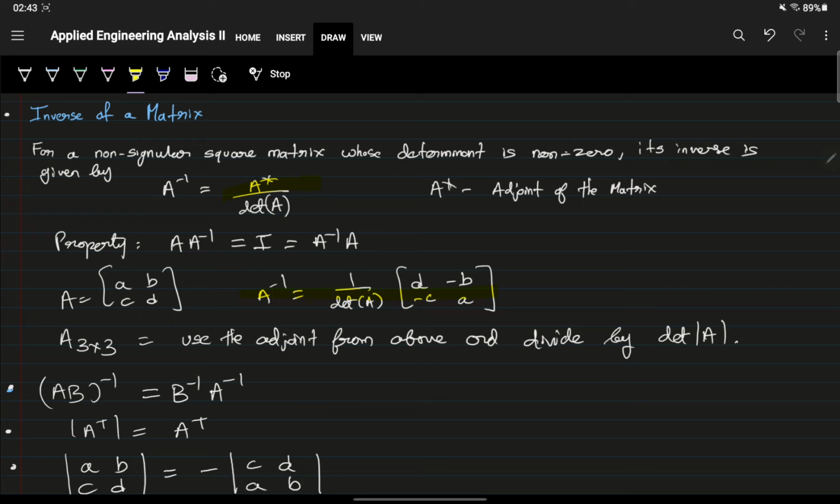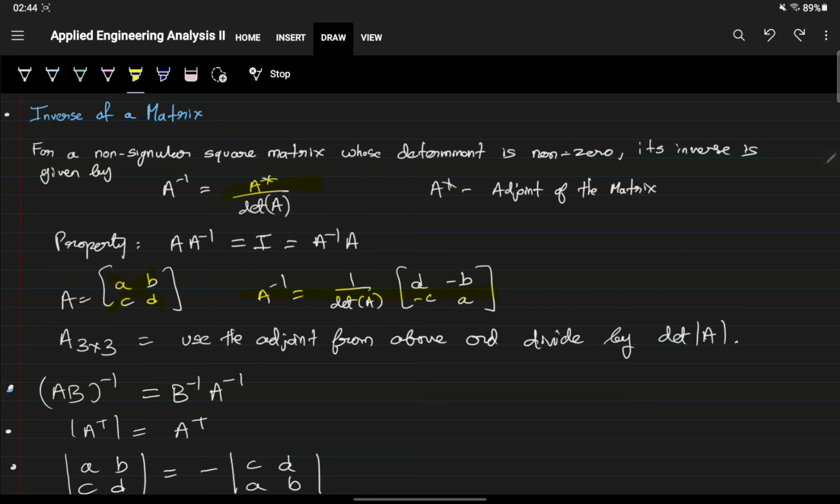So for example, if it is a 2 cross 2 matrix like ABCD, it's relatively simple compared to a 3 cross 3, because we have to just interchange the elements in the principal diagonal and then flip the signs in the other diagonal. So we can obtain A inverse for a 2 cross 2 by using this formula, but for a 3 cross 3 matrix we have to use the adjoint and then divide it by the determinant of A.